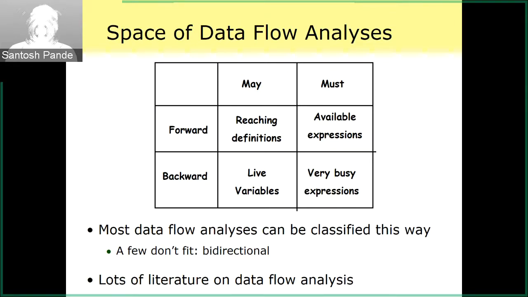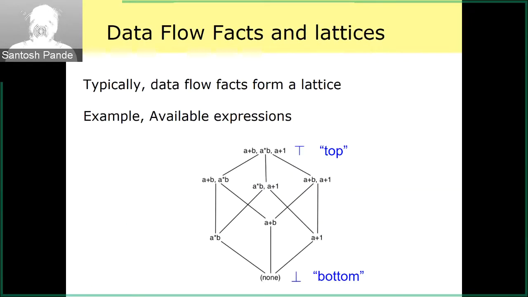But there are still some problems like type analysis, which is a bidirectional problem. Type inferencing is a bidirectional problem, which you have to solve simultaneously. Otherwise, the solution is not correct. So with that, what is a modern way of writing the data flow analyzers?